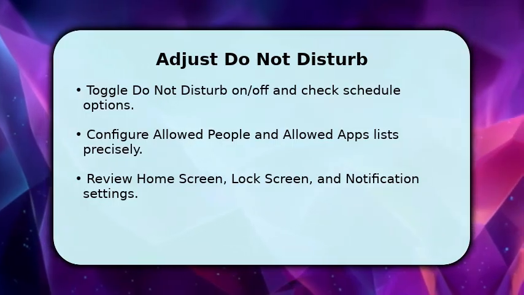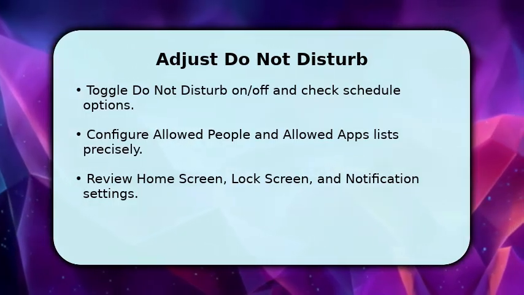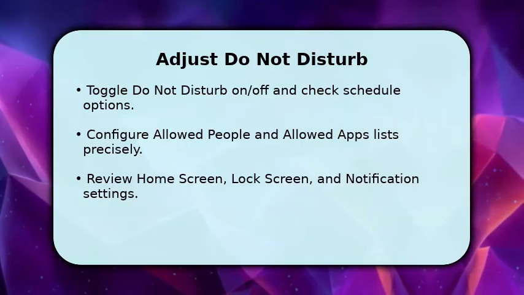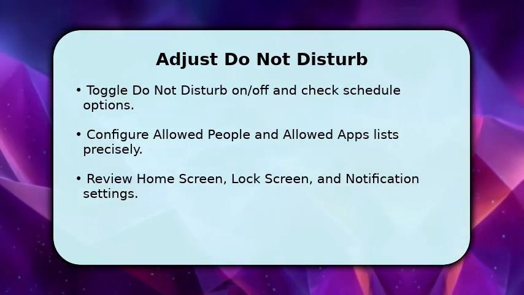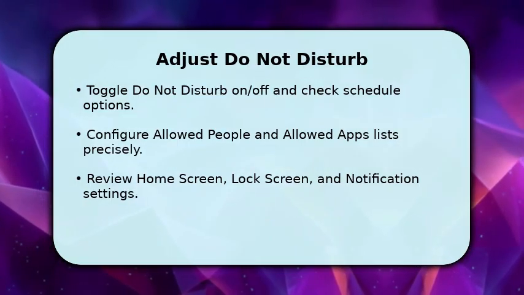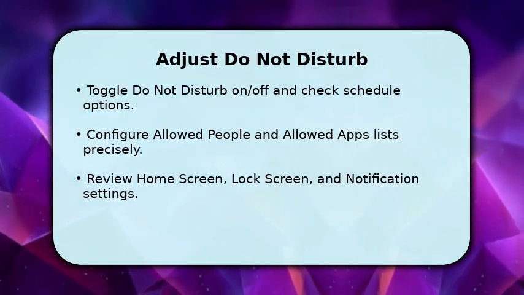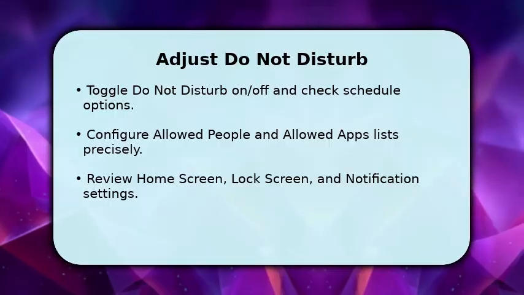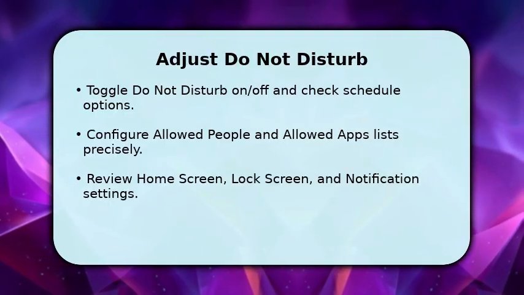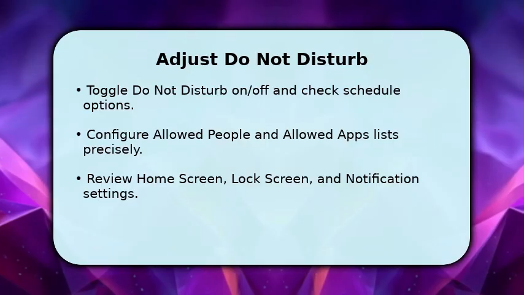Tap Allowed People to permit calls or messages from selected contacts, and adjust allowed apps to whitelist critical apps. This prevents missing urgent alerts. Also check home screen and lock screen options to hide or show silenced notifications, because visual feedback helps you confirm the mode is truly restricting interruptions.